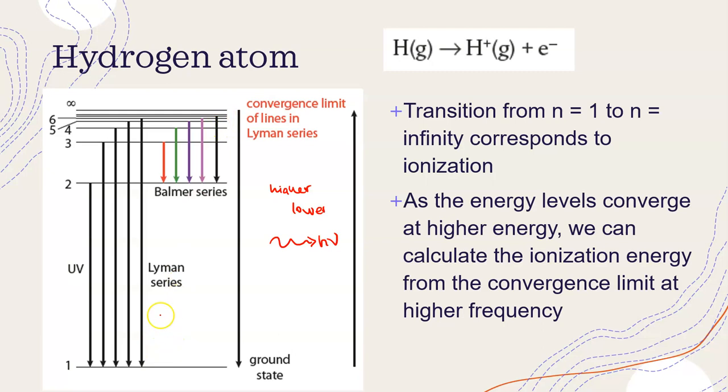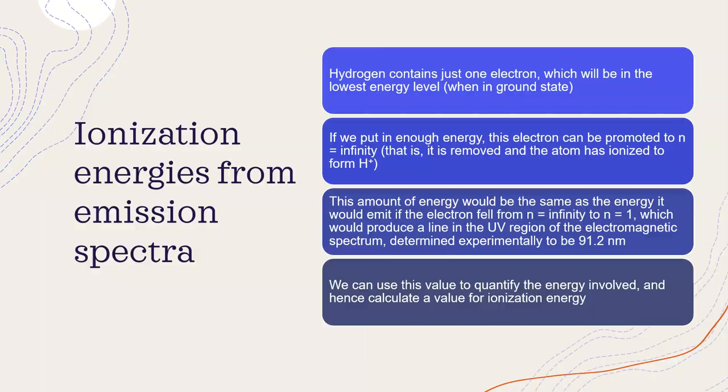If we go from 1 to infinity, then this is ionization, i.e., if we reach the highest possible level and go beyond that, we will lose the electron. The electron will have sufficient energy to leave the atom and we get ionization. So as the energy levels converge at the higher energy, we can calculate the ionization energy from what we call the convergence limit at the highest frequency. This means that given emission spectra, we can determine the ionization energy.